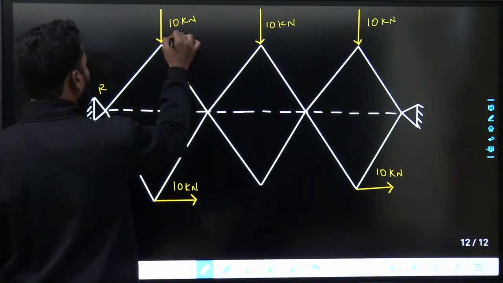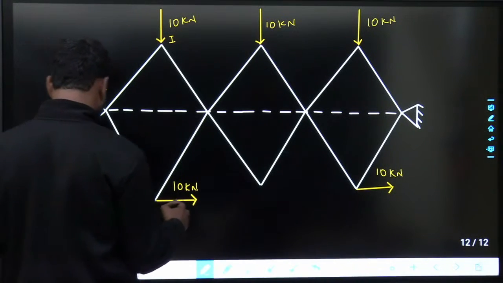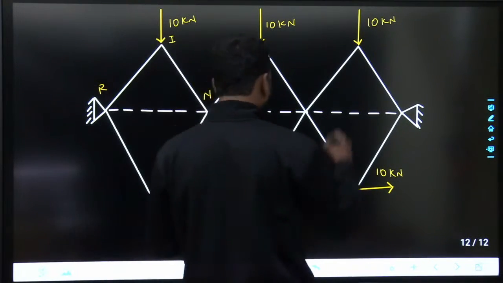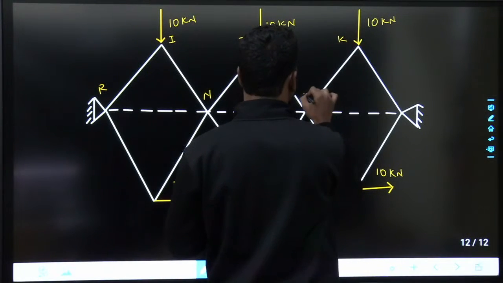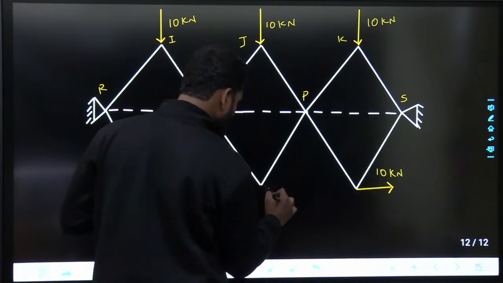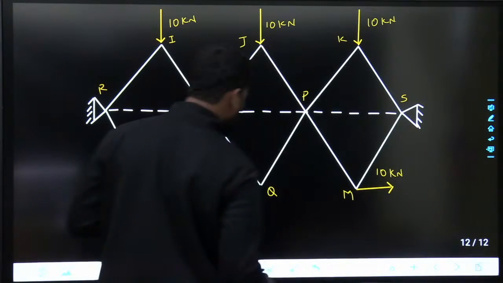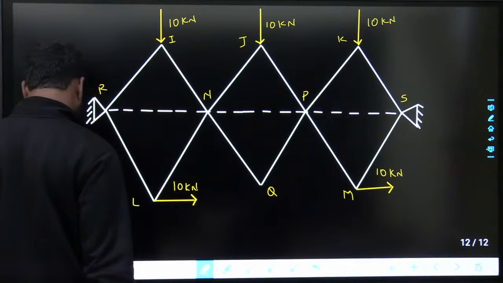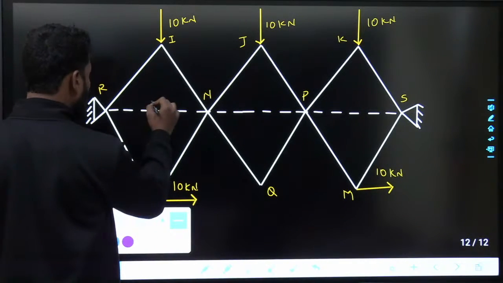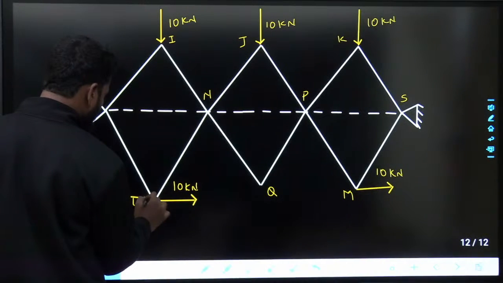The joints are labeled R, I, N, J, K, P, S, Q, M, L. Fine. And he has given this distance as 1 meter.